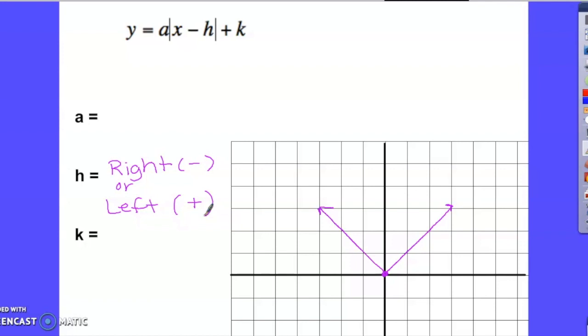The k value is going to be whether it moves up or down. If that k value is added, if you have plus a number after the brackets, it's going to go up. If it's subtracted, it's going to go down.